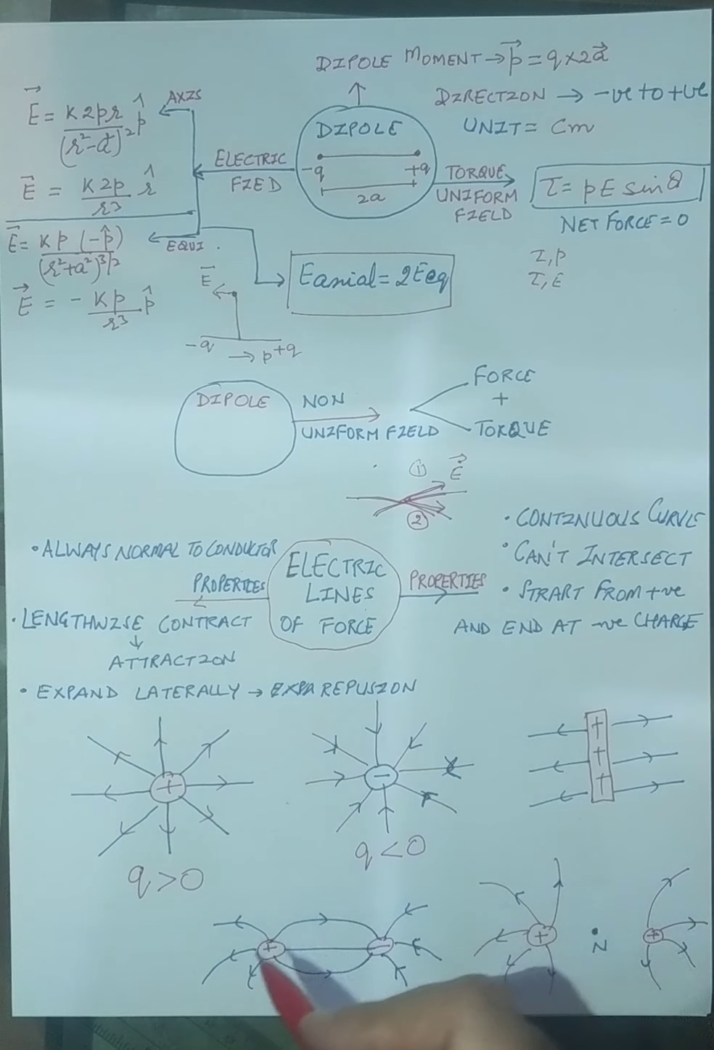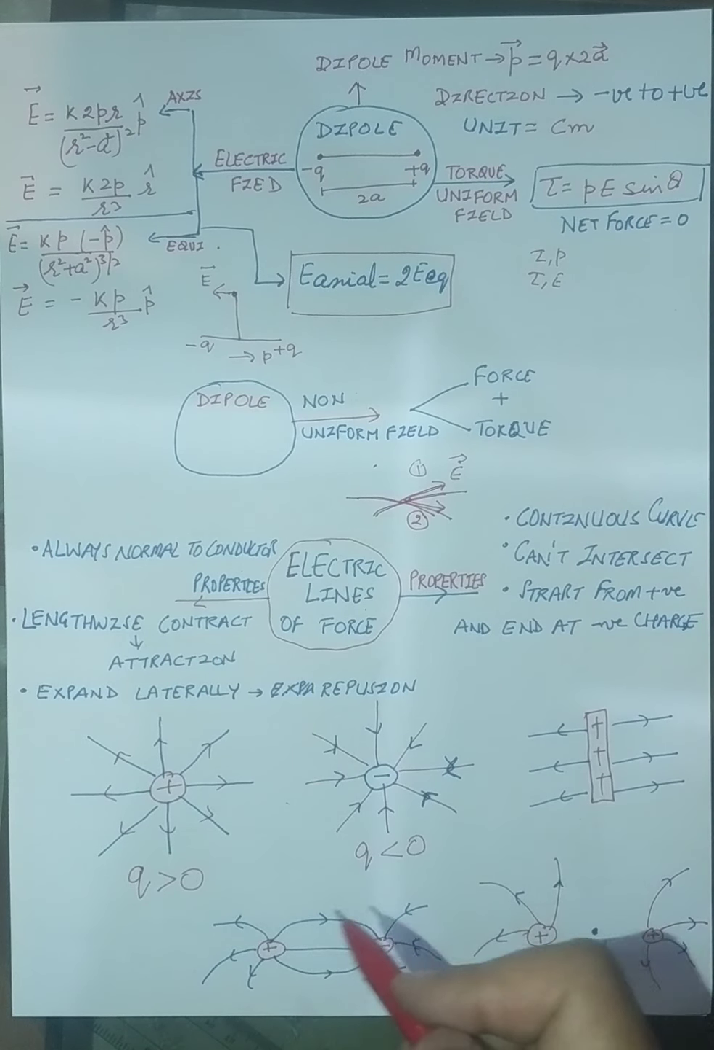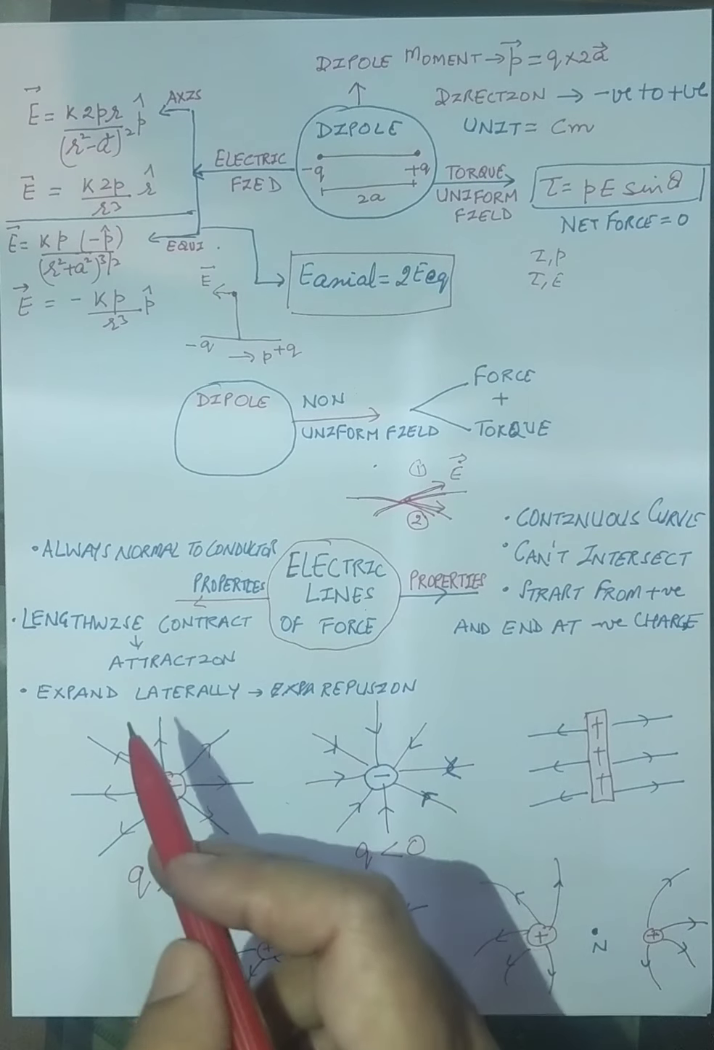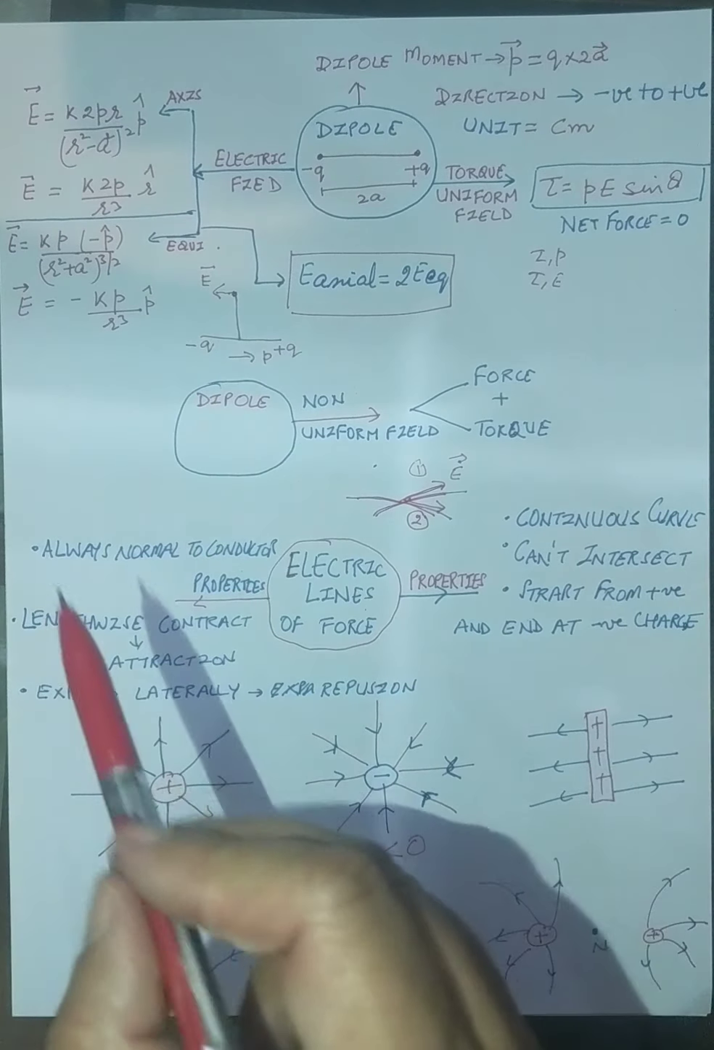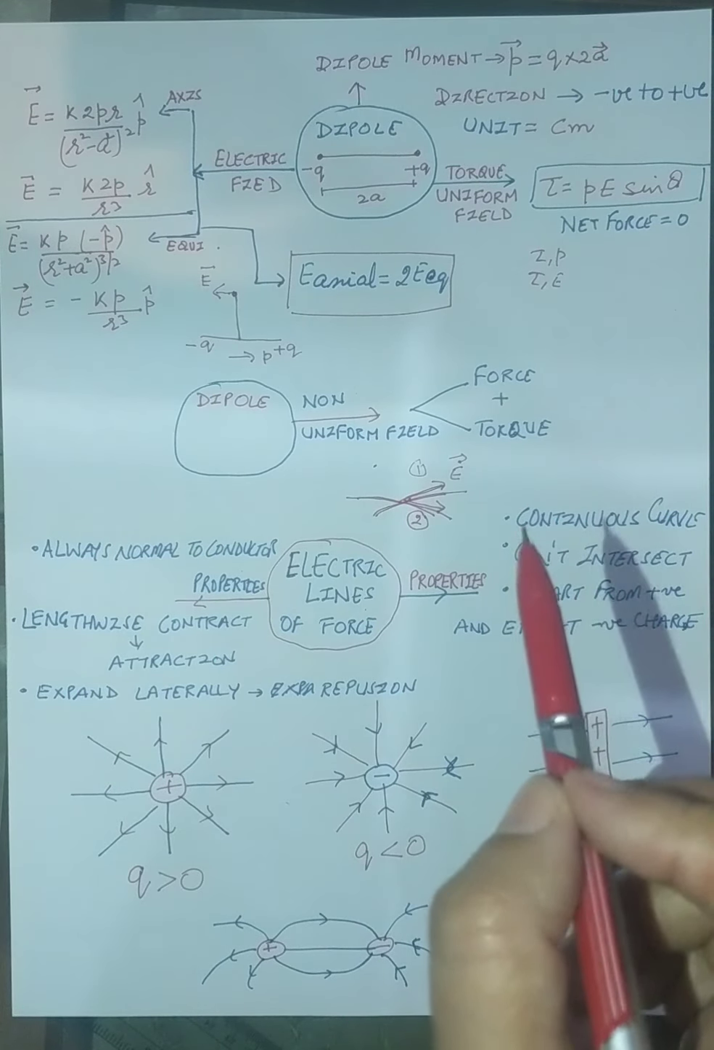That means unlike charges attract each other. And they expand laterally, which means that the two charges expand. In this case, they are expanding laterally. That means two like charges repel each other. Alright children, so these are the properties of the electric lines of force.